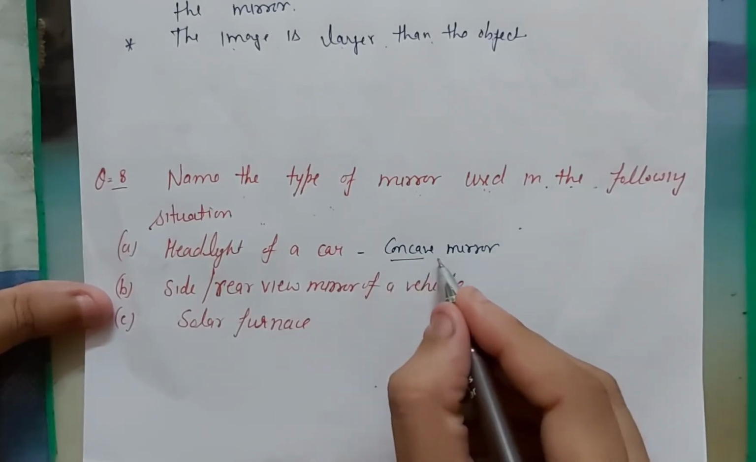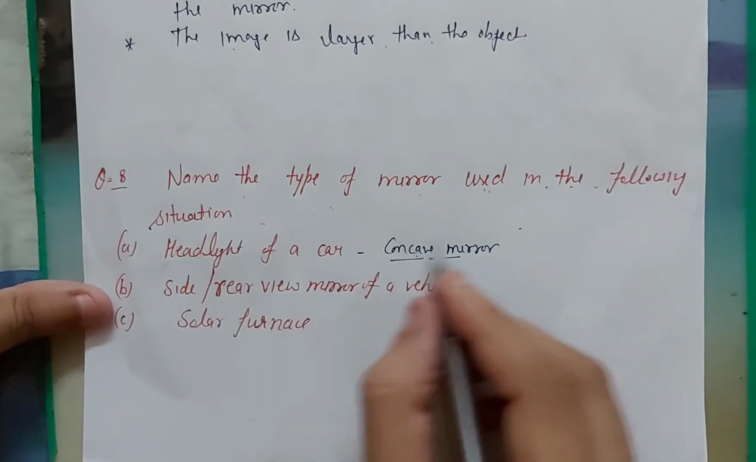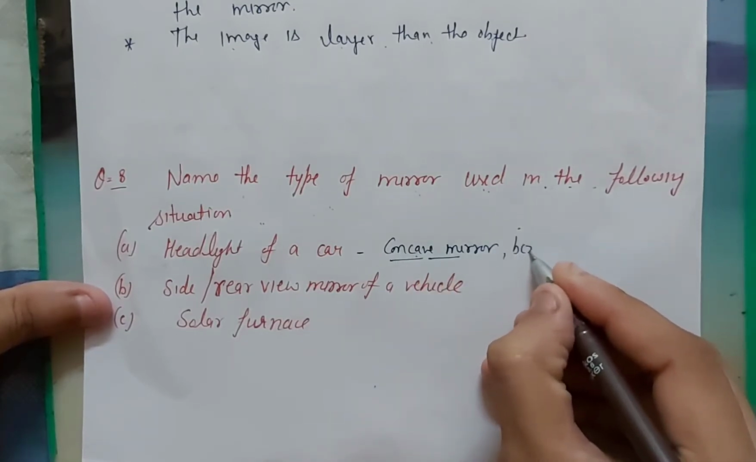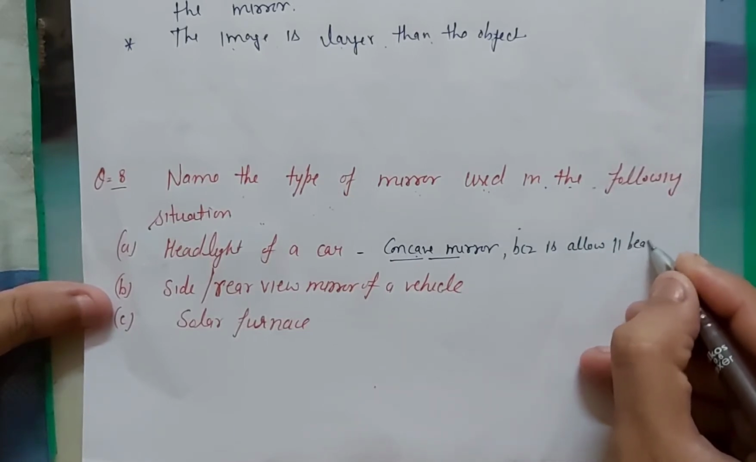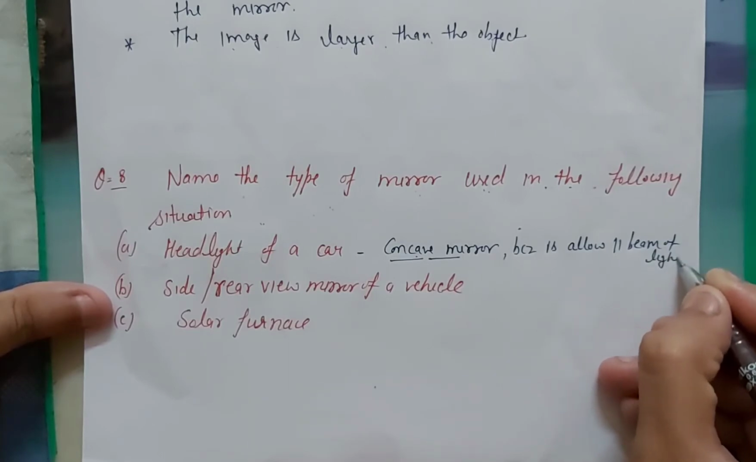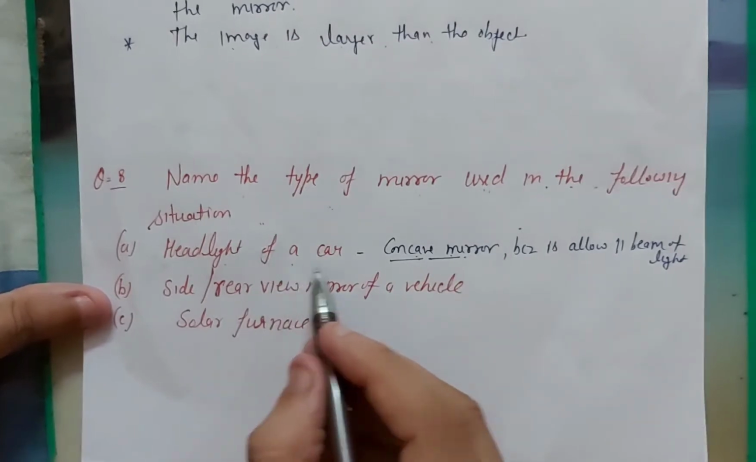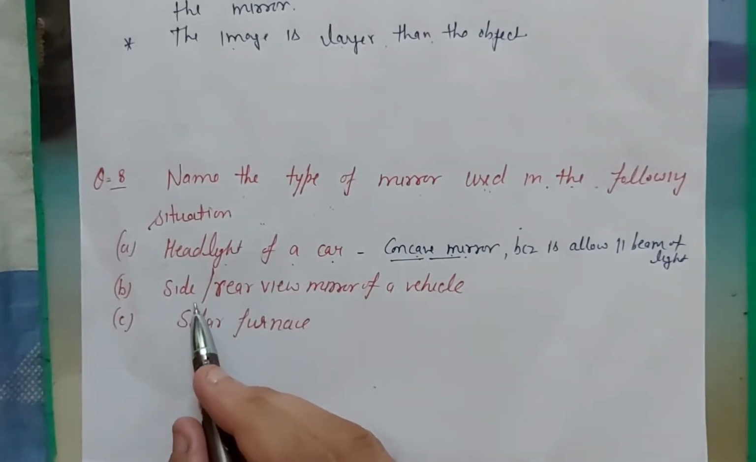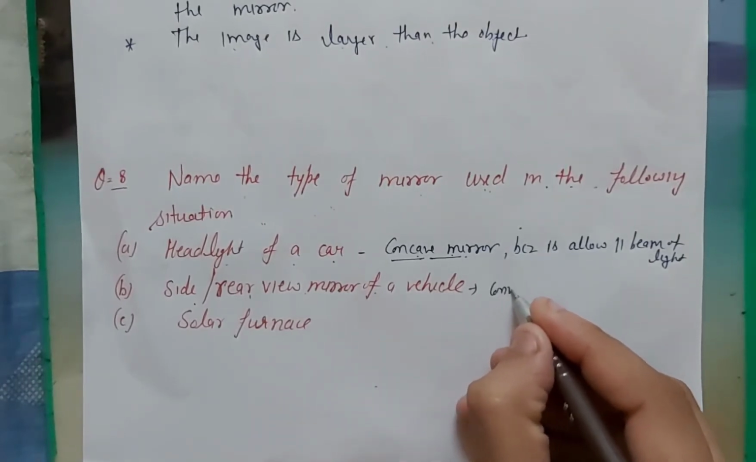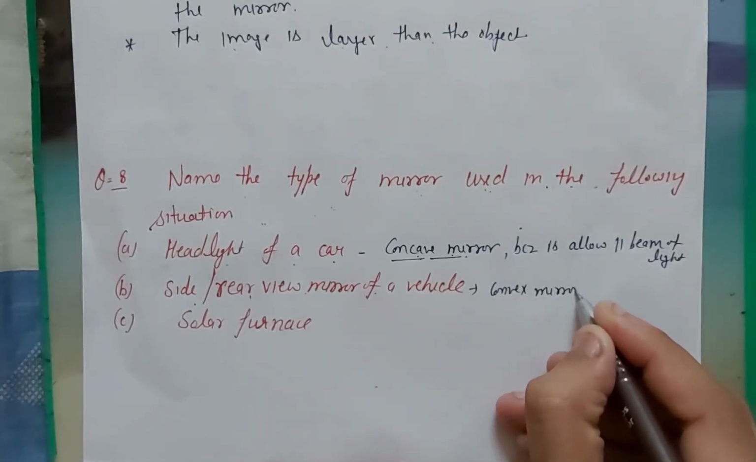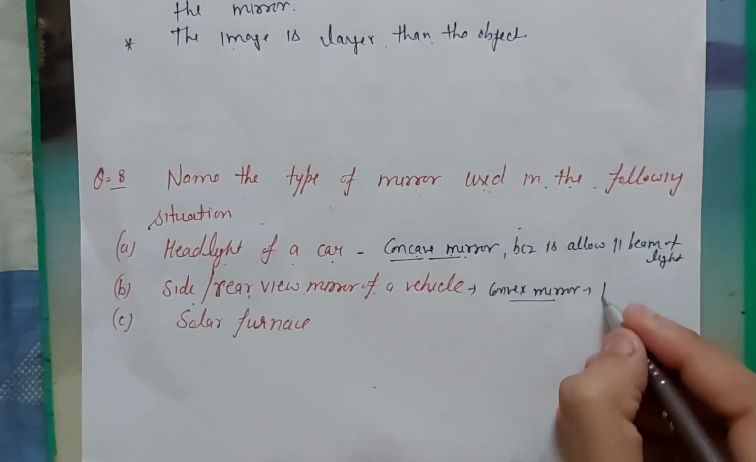As we know, a concave mirror is a converging mirror and it produces a powerful parallel beam of light. That's why we use a concave mirror in the headlight of a car. Second, the side rear view mirror of a vehicle. In this case we will use a convex mirror. Why? Because it allows a greater field of view.